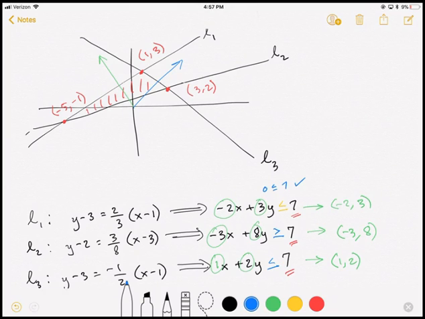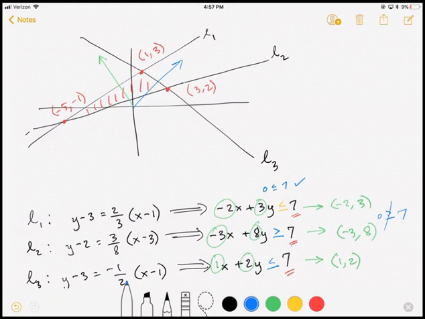If you go to the second line and you plug in 0, 0, notice that for the second line, 0, 0 is not on the same side as the feasible region. So that means 0, 0 should give us a false statement when we plug it into the inequality. And if we plug 0, 0 in here, we get that negative 3 times 0 plus 8 times 0 is greater than or equal to 7. So you get 0 is greater than or equal to 7, which is not true, which is what we know we should get.